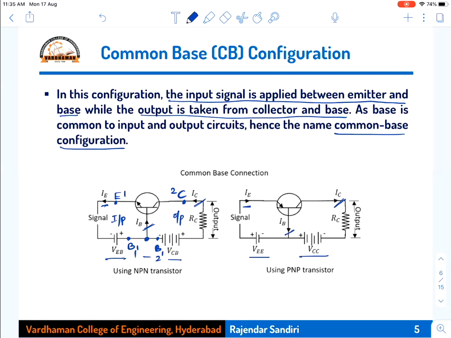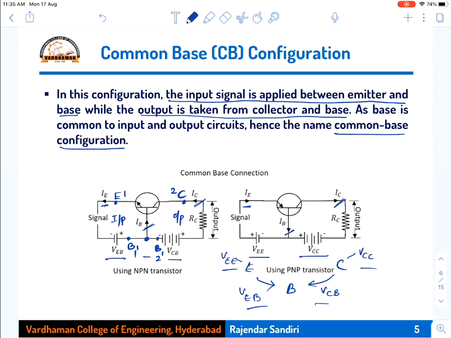Both are the same. That's why in one diagram I represented VEB, VCB, and in the other diagram I represented VEE, VCC. So we can connect either VEE, VCC or VEB, VCB. I write VEE, VCC because this is emitter, this is collector, and the remaining thing is base only, which is anyhow the ground. So when I represent VEE, VCC, base is ground by default. Here VEB is between emitter and base, and VCB is between collector and base. Or simply we can write it as VCC, VEE. Both give you the same information, just another way of representing the voltages.